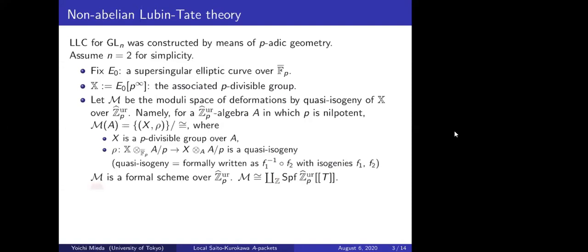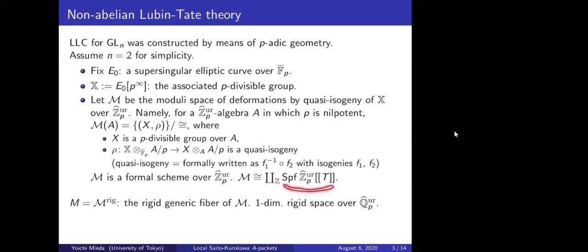This is a deformation moduli space, and so this is an object over this Z_p hat and Z_p unramified hat, and next, I will take the rigid generic fiber of this formal scheme. So then we get a one-dimensional rigid space over Q_p unramified hat, because the rigid generic fiber of this formal scheme is an open disk over Q_p unramified hat. So this M is a countably many disjoint union of open unit disks. So this is a very easy rigid-analytic space.